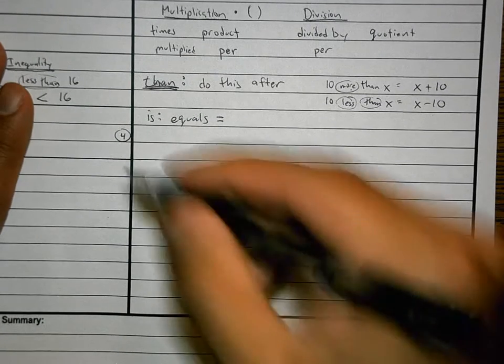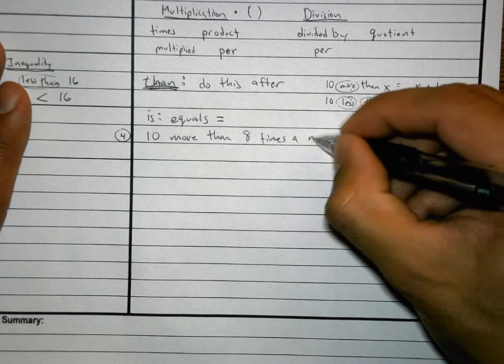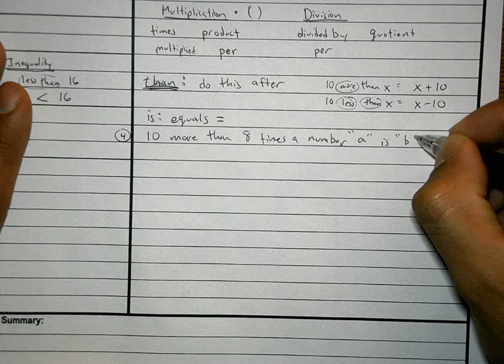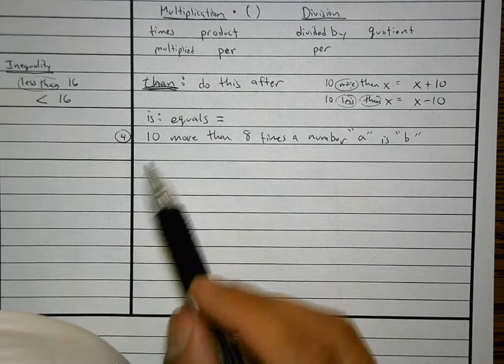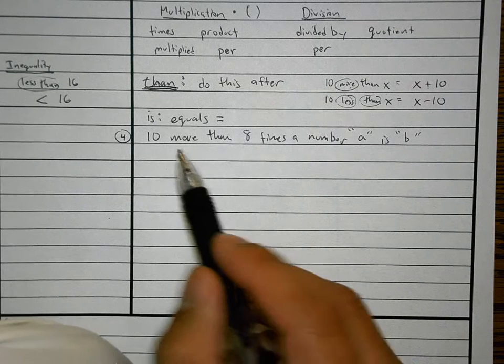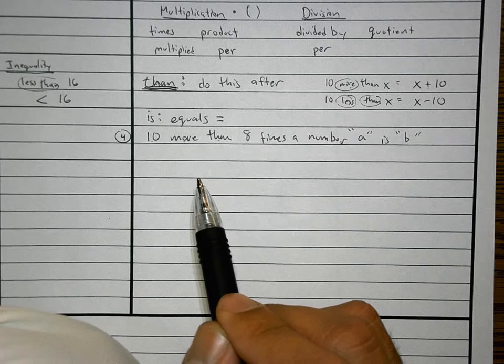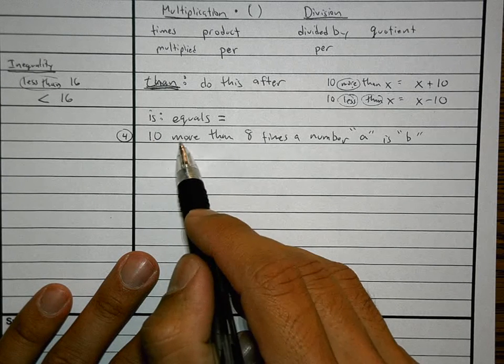Something that looks like number 4 says: 10 more than 8 times a number, and theirs is in italics, but I'm going to put mine in quotes, "is", quote, quote, B. 10 more than 8 times the number A is B. Is the first thing I write a 10? Nope. The reason we're not going to write a 10 is because this says 10 added after 8 times a number A. So I'm hoping you know that when you read this, you have an order from left to right of how you write things down. 10 added after.